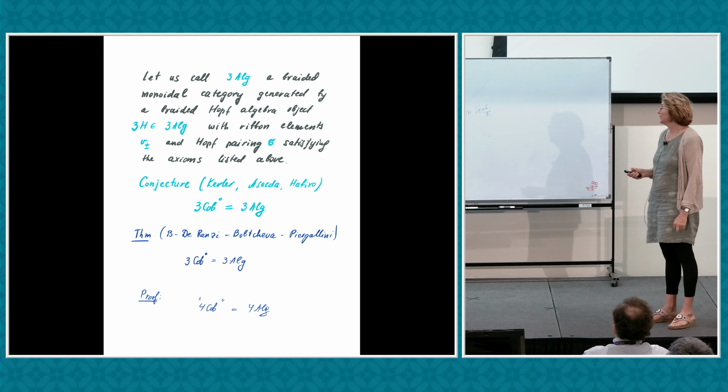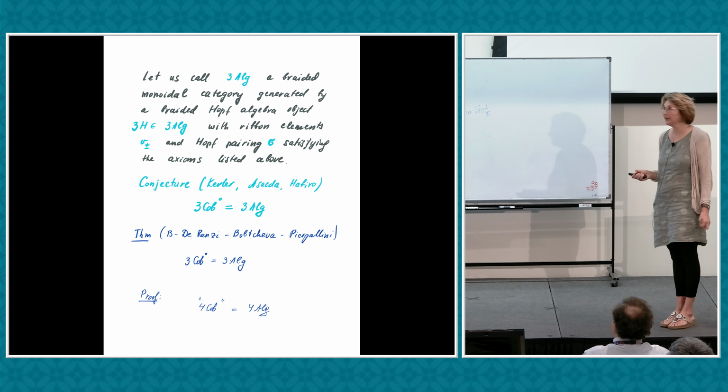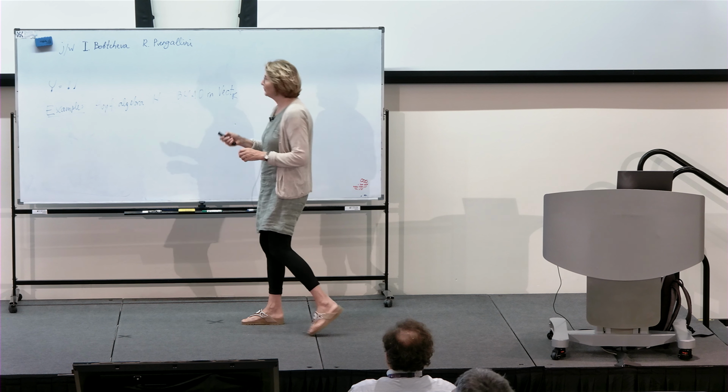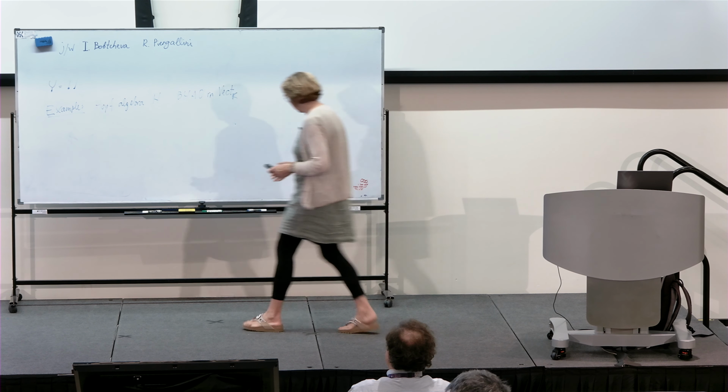And what we are doing now, together with Marco De Renzi, Evelina Bobcheva, and Pergolini, is proving this conjecture. I hope the preprint will be online in a few months. And so what we are proving, as I tried to explain before, there are two possibilities to define this 3-Alg.